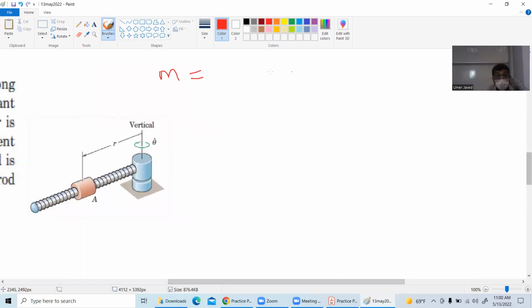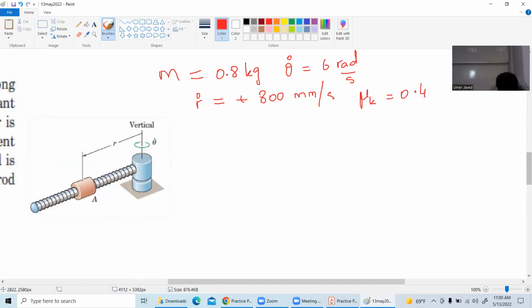So mass is equal to 0.8 kilogram. Then I have theta dot is equal to 6 radians per second. Then I have R dot is equal to positive or negative? Okay, very nice. Positive 800 millimeter per second. Mu k is 0.4. And I have to come up with a nice and beautiful solution.